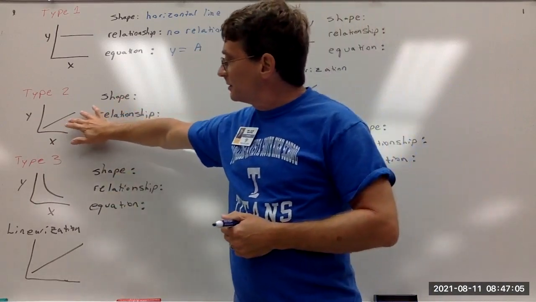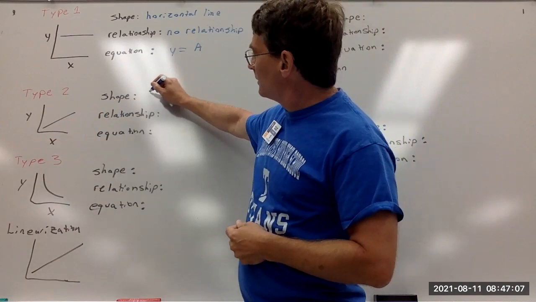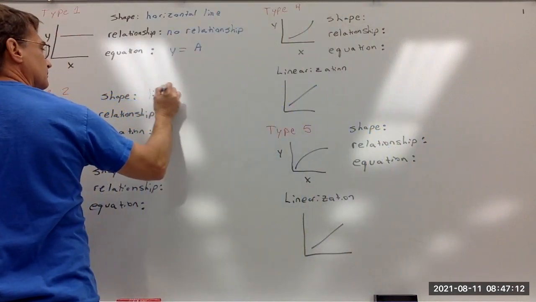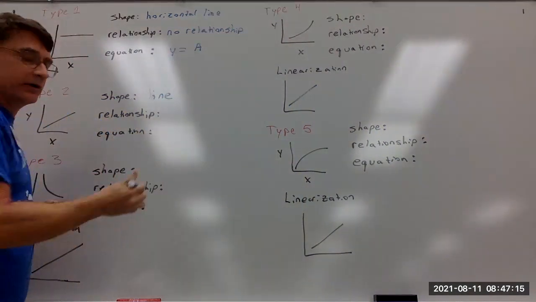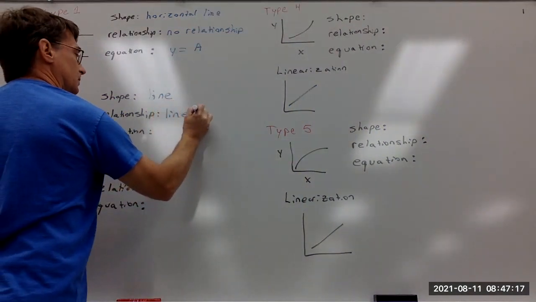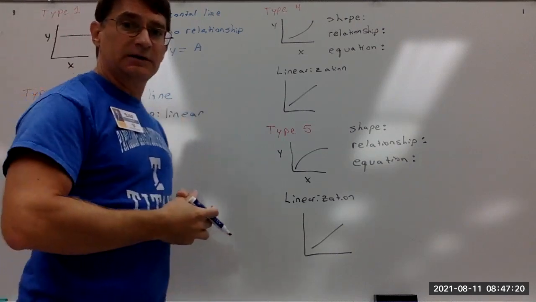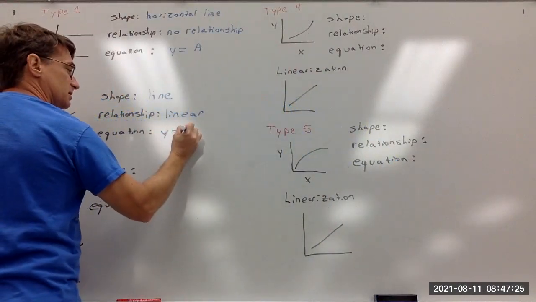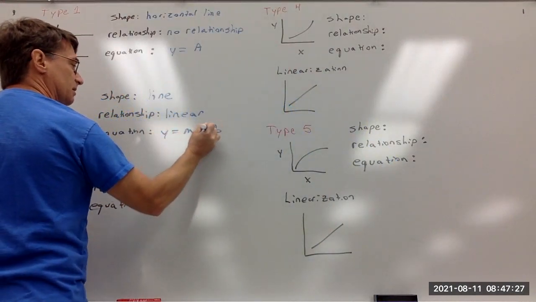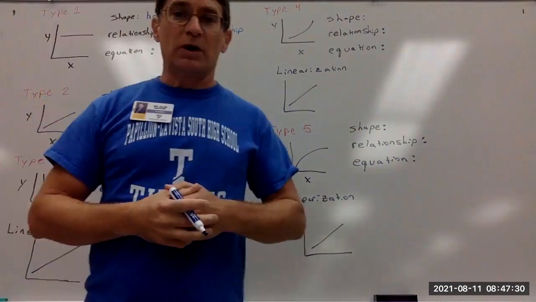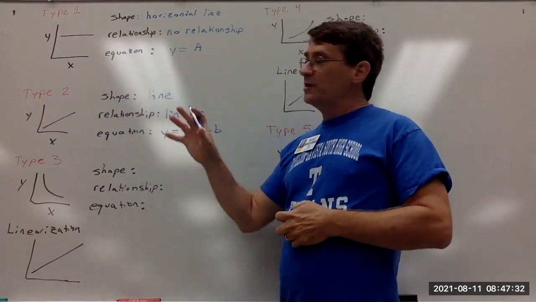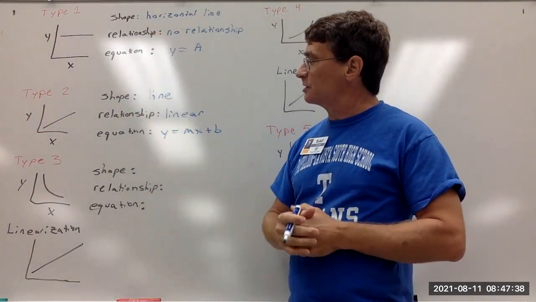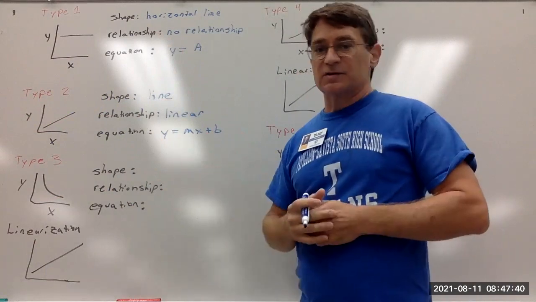Second type of graph we're going to run into is a line. Shape is a line. The relationship is linear. And you all know the equation for a line. You've seen that in math class over and over and over again. That equation simply says y equals mx plus b, m being your slope, b being your y-intercept. So these first 2, pretty basic. Nothing real fancy about this. You've seen it before. And we see it in physics often.